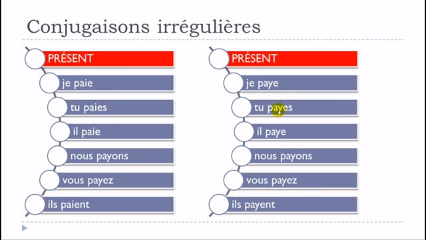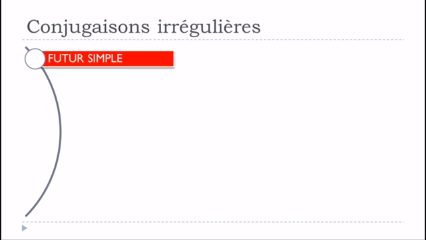Okay, tu paies, tu payes, il paie, il paye. Here it's the same. Nous payons, vous payez, il paie, and then il paye. Okay, and then futur simple.